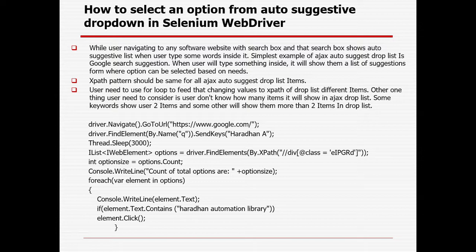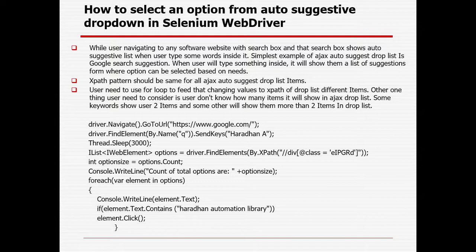So while a user navigates to any website with a search box, that search box shows an auto suggestive list when the user types some words inside it. The simplest example of an Ajax auto suggest drop list is Google search suggestion. Whenever the user types something inside that, it will show a list of suggestions from where an option can be selected or picked up based on the user's needs.